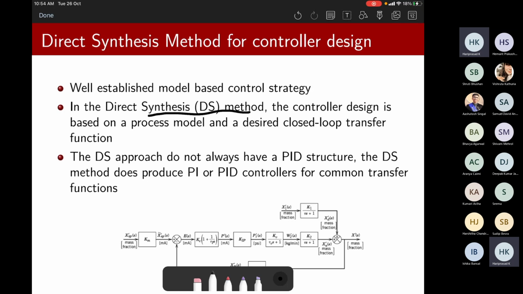Okay, the direct synthesis approach is based on: you need a process model and you require a desired transfer function. I will come to that. But what is the problem with direct synthesis? The direct synthesis approach might not always give a PID structure. Sometimes it would give PID, sometimes it would give PI, because you are only using the model. So see, this is a controller design approach.